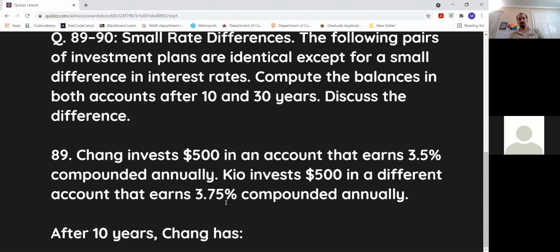Wait, so for this question, we put how much after 10 years? Yeah, so how much does Chang have after 10 years? And then the next thing is we'll figure him for 30. And then we'll go to the other guy. So this one has 4 different parts to it, basically. But if we get this part down, the other ones should come pretty quick. We're just changing one number at a time.